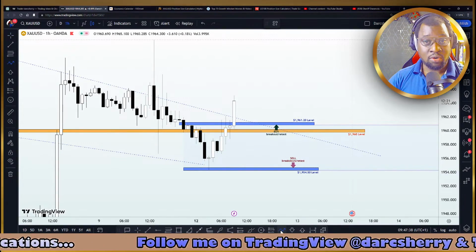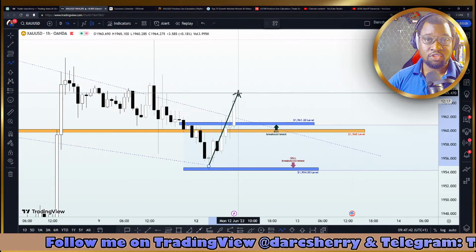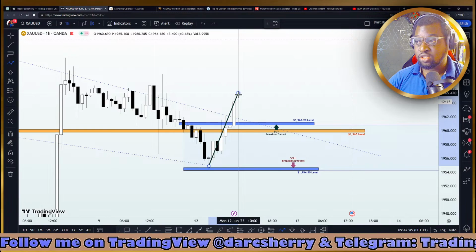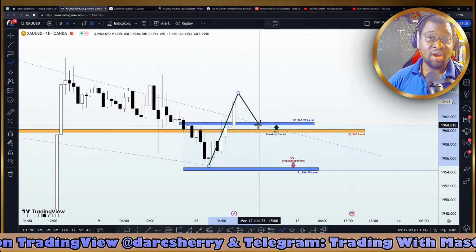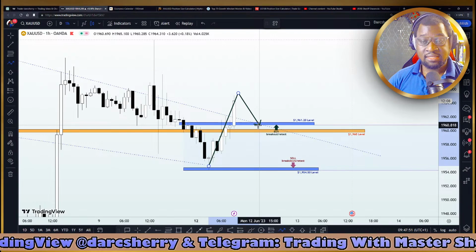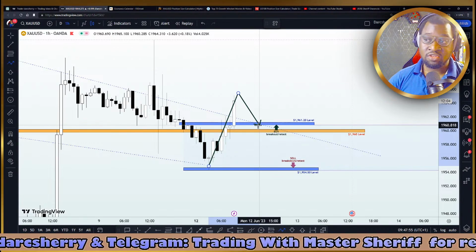Let me give you a visual representation of what I'm talking about. Since we already have a breakout of the structure, there's still a chance that price could come back to retest this level at any point in time. So if you had missed out on that buy position, let's see if the market will be presenting us with another opportunity to be part of this bullish move.